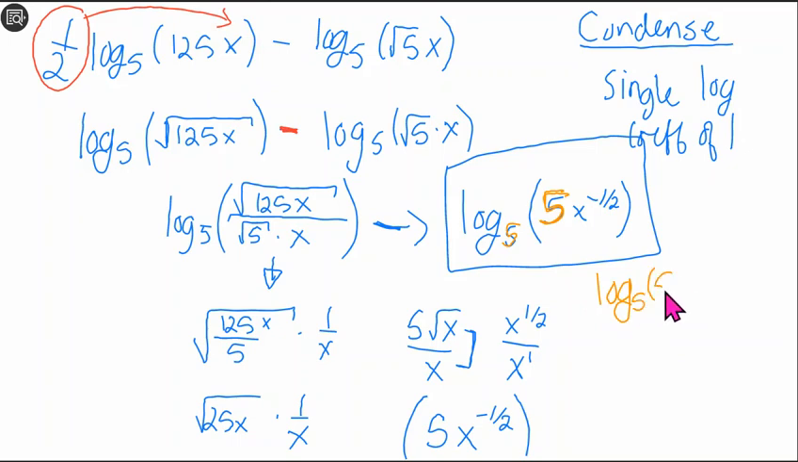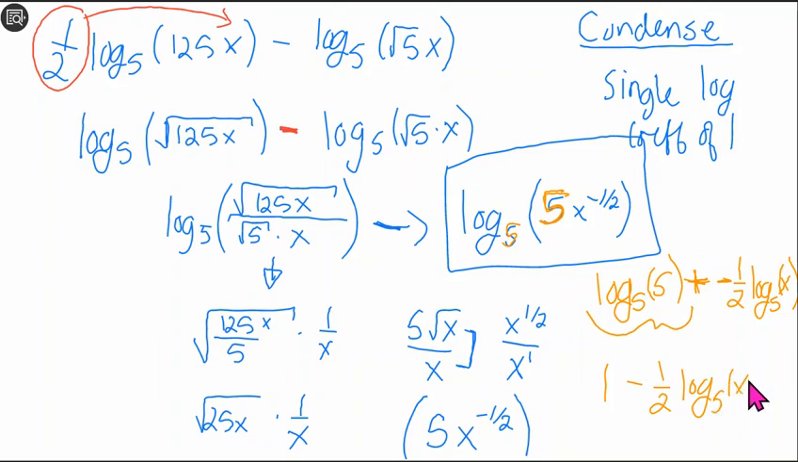Log base 5 of 5 plus, okay, the exponent comes down, so it turns into minus 1/2 log base 5 of x. And the reason I did that is this piece right here turns into 1. Now, this is not necessarily a condensed statement, but it is equal to this box in blue. It's just written slightly differently.